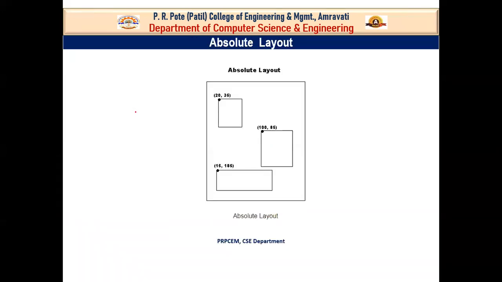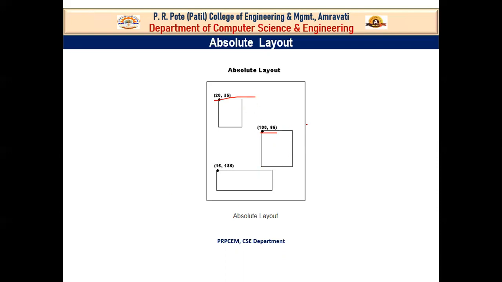After that we have seen absolute layout. Now what is absolute layout? Absolute layout enables you to specify the exact location of its children, but how? In terms of x and y coordinates of the item. So this 20, 35, 100, 85, what is this? These are the x and y coordinates of this view.